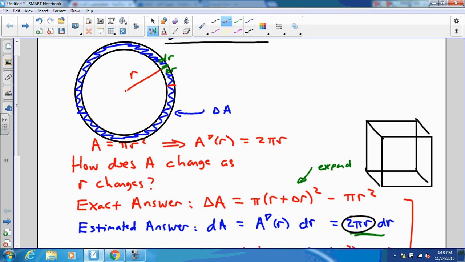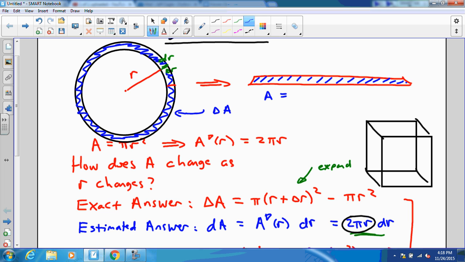and if you were to cut it loose from the circle by slitting right here and peeling off the entire circumference, then what you would end up with is a very long, skinny trapezoid whose area is equal to delta A. Now, the area of the trapezoid is the average length times the height. The height here is delta R, which is also dr.